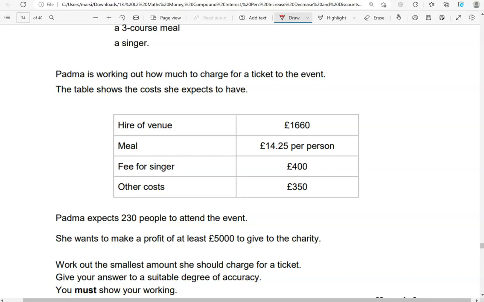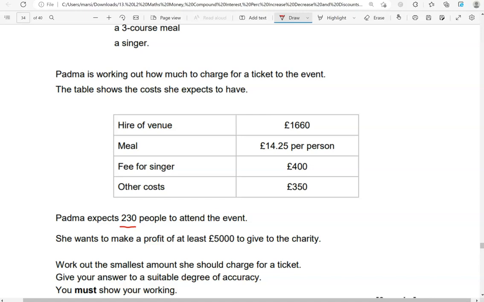Other costs, £350. Padma expects 230 people to attend the event. She wants to make a profit of at least £5,000 to give to the charity. Work out the smallest amount she should charge for a ticket. Give your answer to a suitable degree of accuracy. You must show your working.